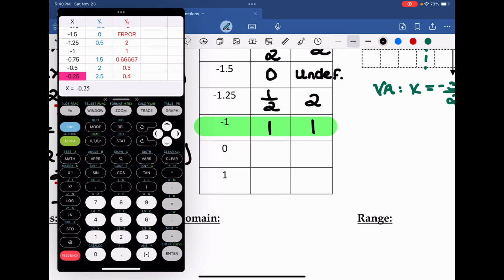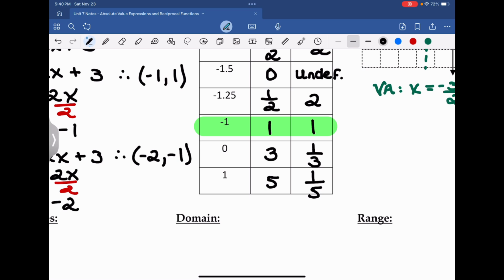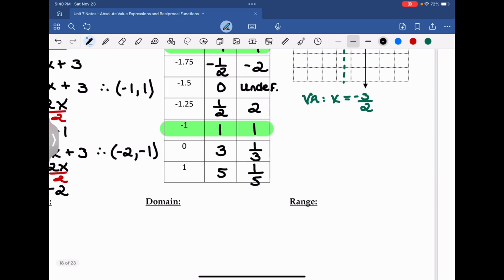When we go to 0, which is down here, there we go. When we have 0, it gives us our y-intercept of 3 on the original. Reciprocal of 3 is 1 over 3. And then for positive 1, which we're going to scroll down here, we end up getting 5, which its reciprocal is 1/5. Okay, use the table of values to do exactly what I said. I wouldn't do this all algebraically. It's going to take way too long to do that.